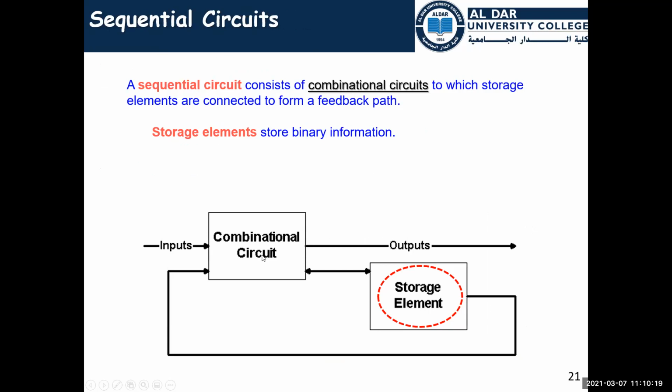and the combinational circuit output has a storage element, and this storage element returns feedback to the input again. So the output doesn't depend only on the input, but also on the previous state, like a counter. A counter has a count of 2, and the next output will be 3, depending on knowing that the previous one was 2 and the next one is 3, and so on.